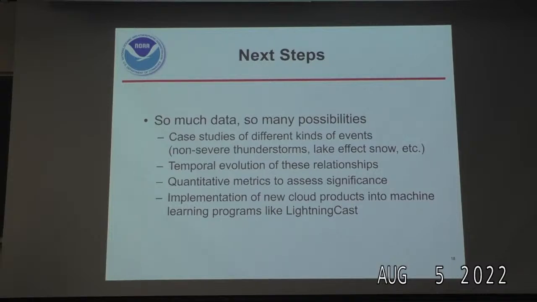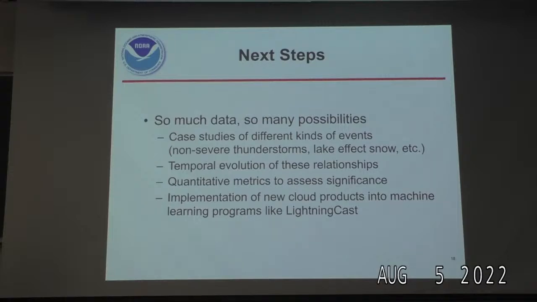And this could also be expanded to look at temporal evolution, to do case studies on other types of events. This was just a convective event, but there's also non-severe events that you could look at. You could look at daytime thunderstorms in Florida, or lake effect snow. And so there is a lot of other work that can be done with this.